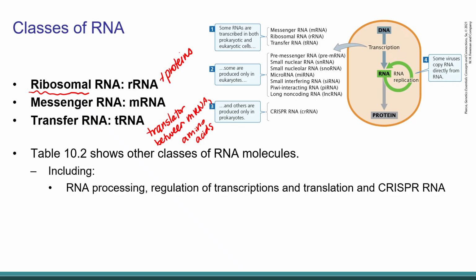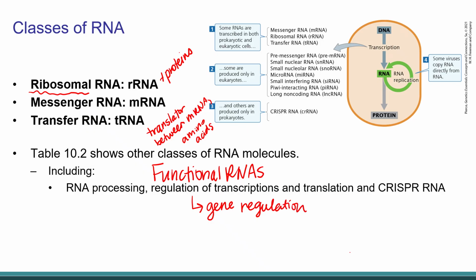Please refer to table 10.2. If I don't hand it out in class, go check it out in your textbook. It has a description of what some of the other functional RNAs do. So they function in RNA processing, which is something specific to eukaryotes that happens between transcription and translation. It helps with regulation of transcription and translation. So essentially, it helps with gene regulation.